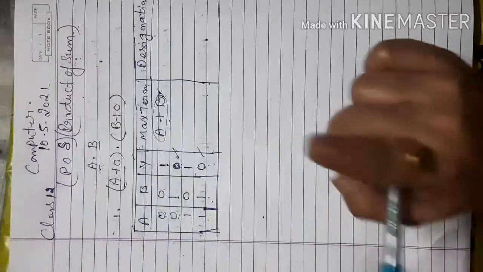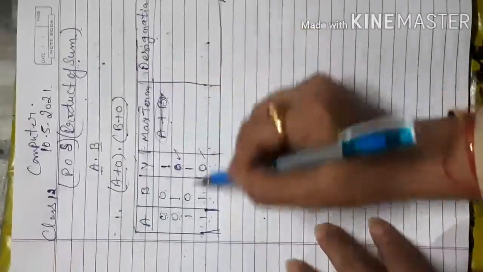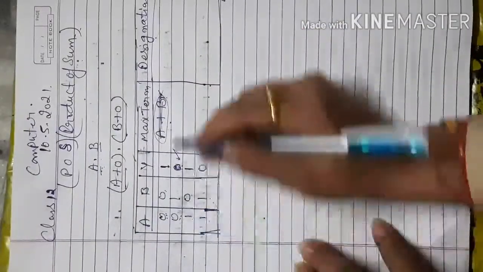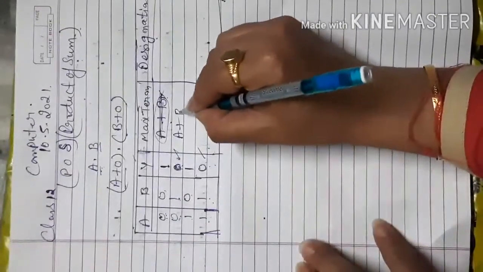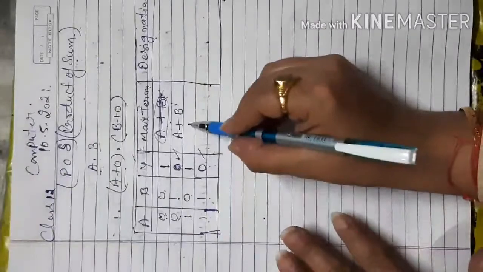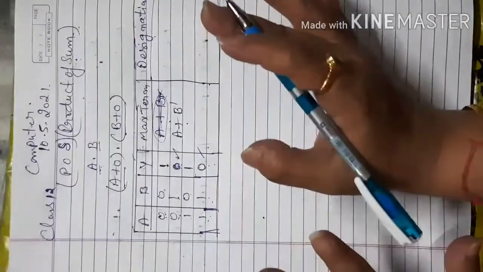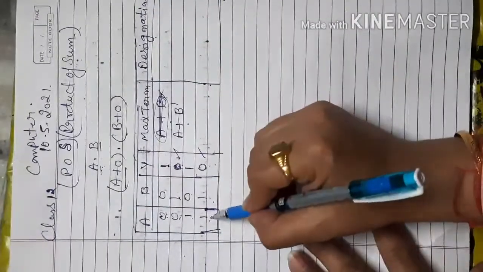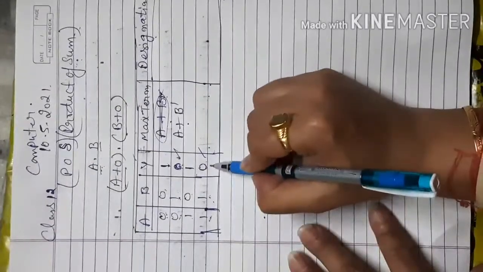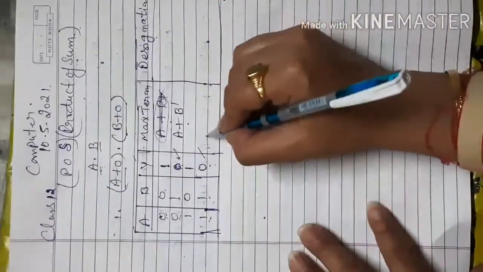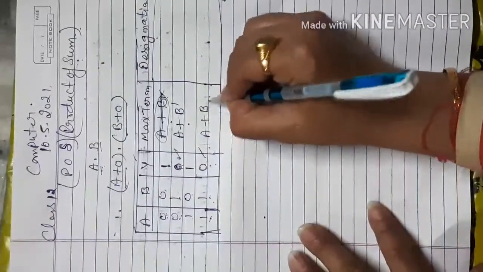Here we consider 0. So in this case, 0 will be considered as my a term and 1 will be considered as my b complement. So that will be added, that is a plus b complement. Here a and b are both 0 and my output is 0, that means this is my max term, so that is a plus b.